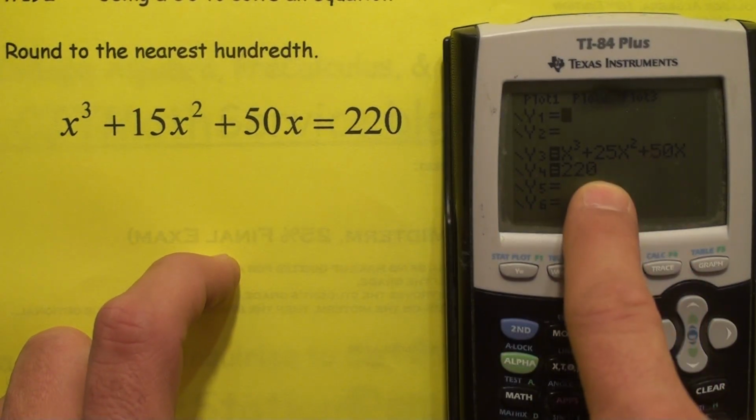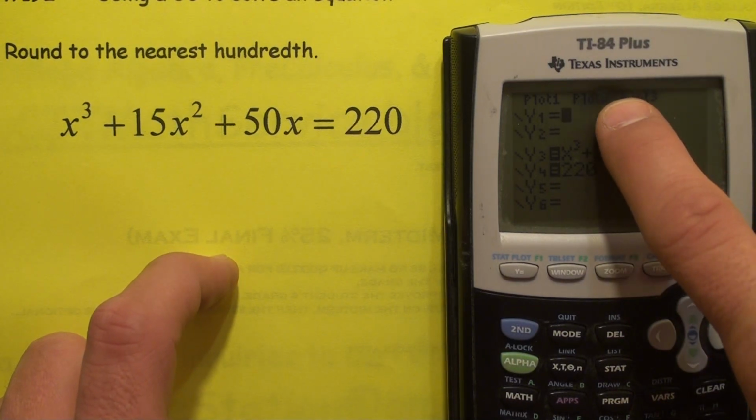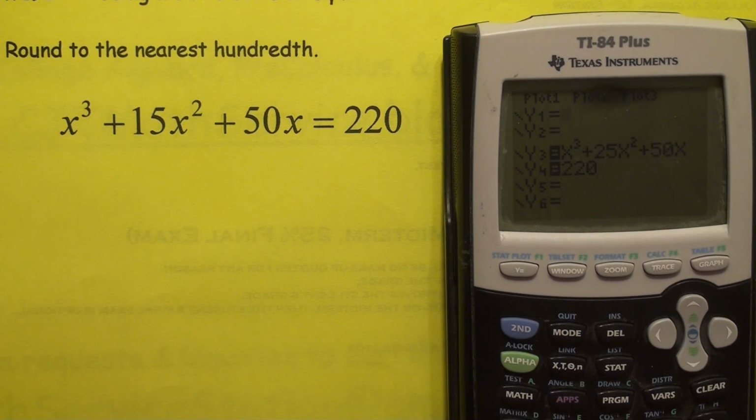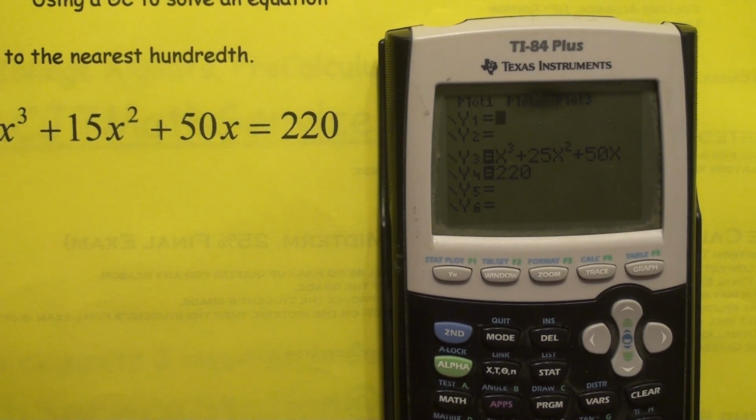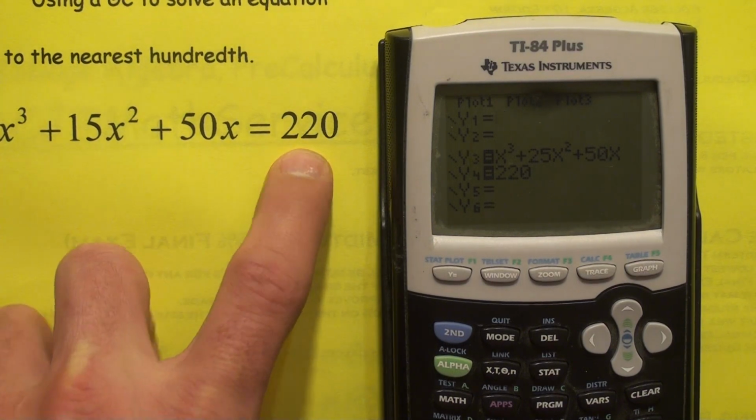I have it in as y3 and y4, but only because my calculator's got this little spot on here because I had it inside my bag and something rubbed against it, so it's semi-permanently damaged, but it's not a big deal.